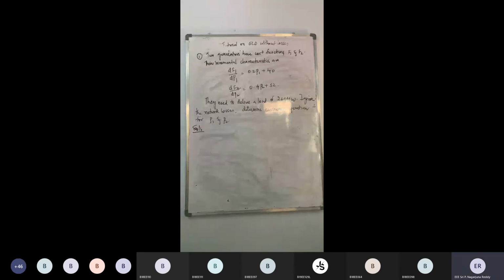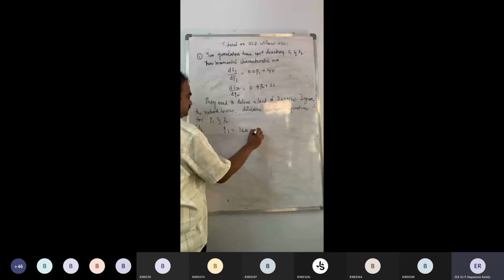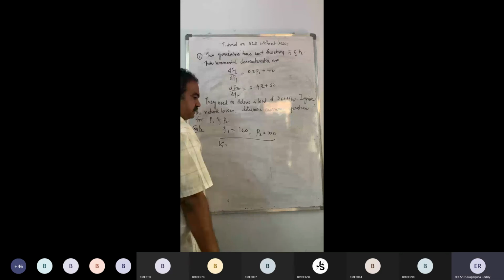Come on, guys. What is the answer? Ratu, Kushal, Gayatri. Gayatri is also there. G1. P1 is 160, P2 is 100. What will be the IC here? Incremental cost.